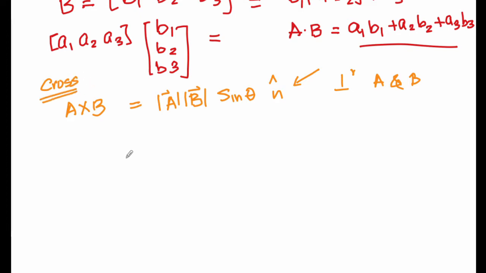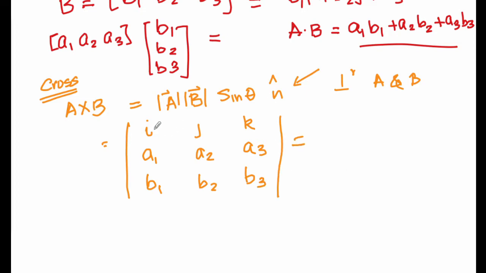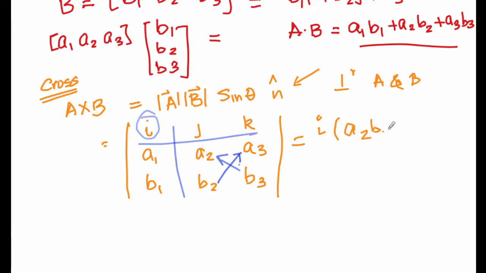So this can be expressed as a determinant: i cap, j cap, k cap, a1, a2, a3, b1, b2, b3. For the i cap, it is going to be these entities that end up interacting with one another, which is going to be i times (a2 b3 minus b2 a3).